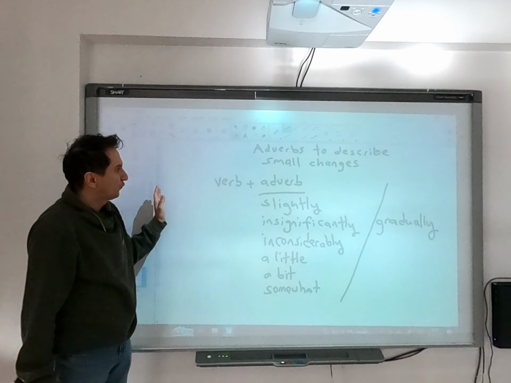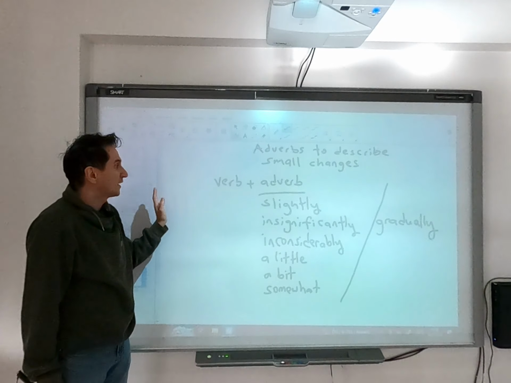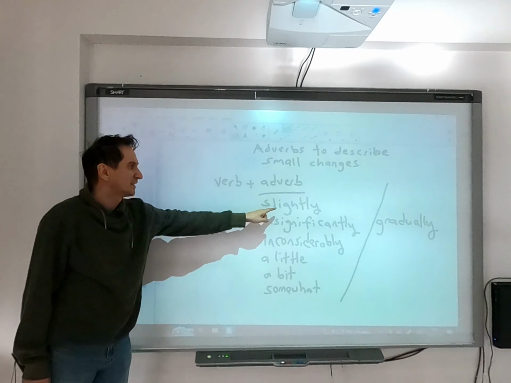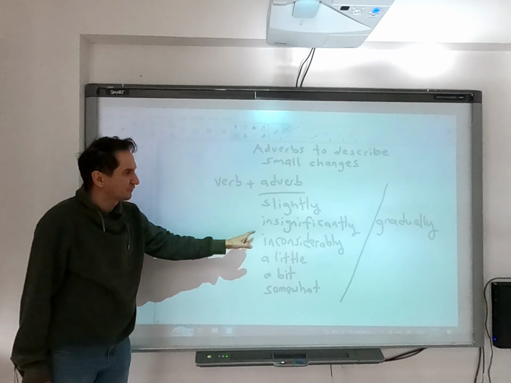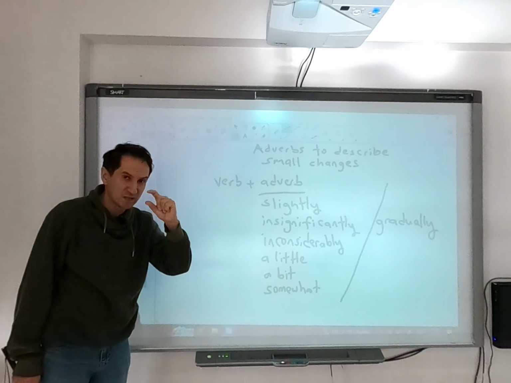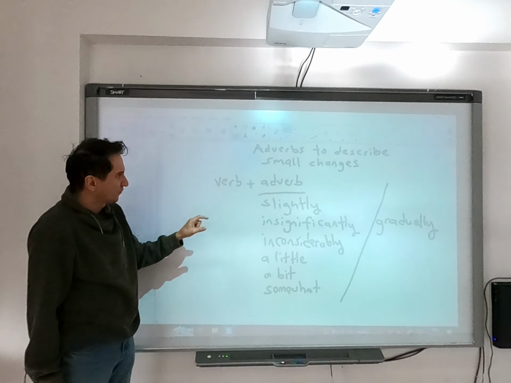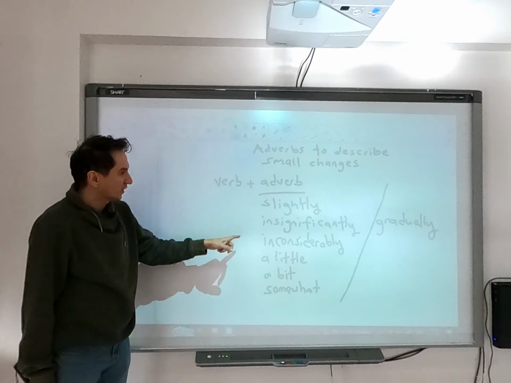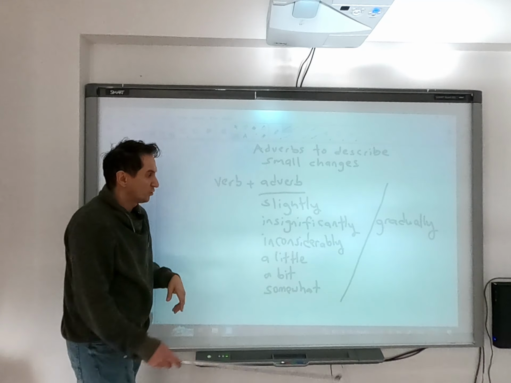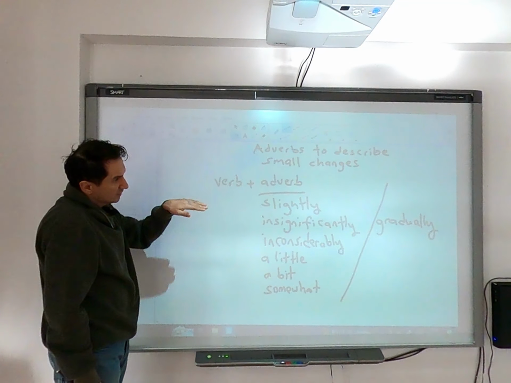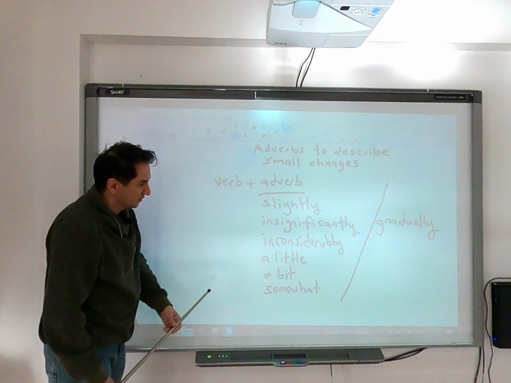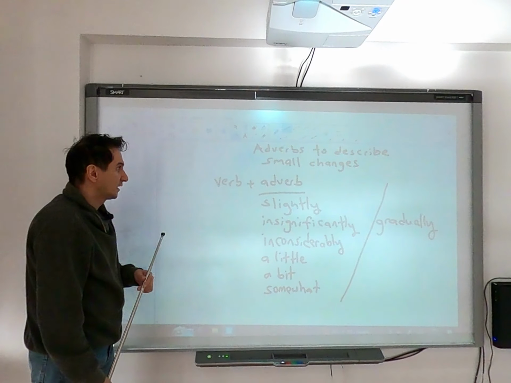So you can say figures increased slightly, okay? So figures declined insignificantly. These are small changes, don't forget. And these are the adverbs. So figures rose inconsiderably. Or you can use gradually, again slow but steady, increase or decline. You can use a little, a bit, somewhat, okay?